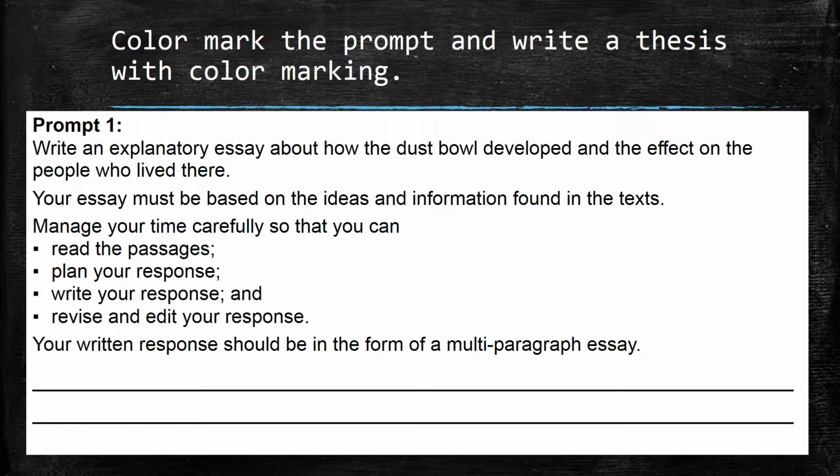It says, write an explanatory essay about how the Dust Bowl developed and the effect on the people who lived there. Your essay must be based on the ideas and information found in the text. Manage your time carefully so that you can read the passages, plan your response, write your response, and revise and edit your response. Your written response should be in the form of a multi-paragraph essay. All right, so this is what your prompt is going to look like on the FSA. I mean, it's literally going to have that much in it.